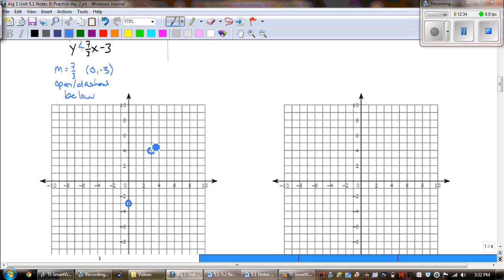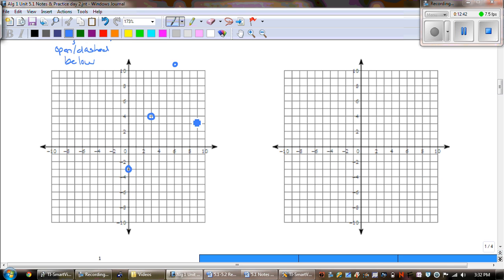Let's see, can I do another point? 1, 2, 3, 4, 5, 6, up? Nope. But I know that it would be somewhere over there. You don't need to put that point. Okay? And then I'm going to go in the other direction. 1, 2, 3, 4, 5, 6, 7. 1, 2, 3. There we go.